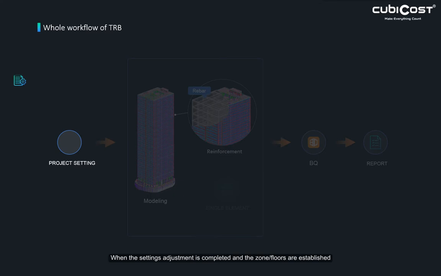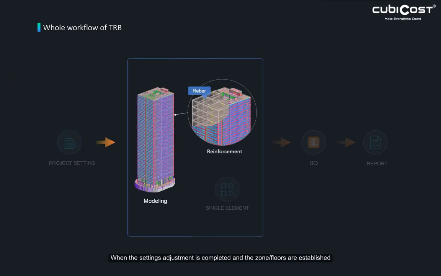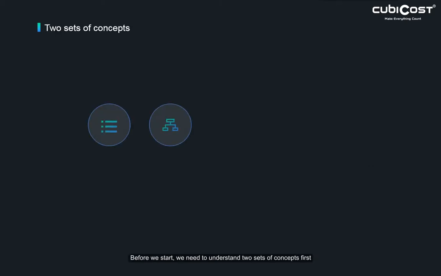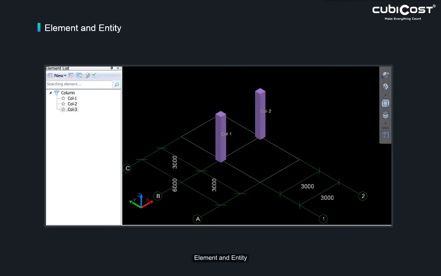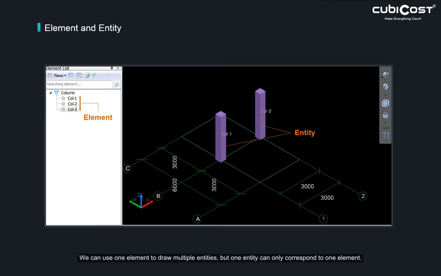When the settings adjustment is completed and the zone floors are established, we can start to build models and make reinforcement. Before we start, we need to understand two sets of concepts first, element and entity. There is no solid model for elements, and entities have solid models in the drawing area. We can use one element to draw multiple entities, but one entity can only correspond to one element.